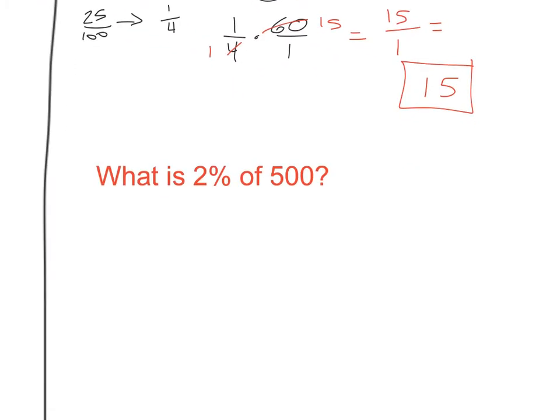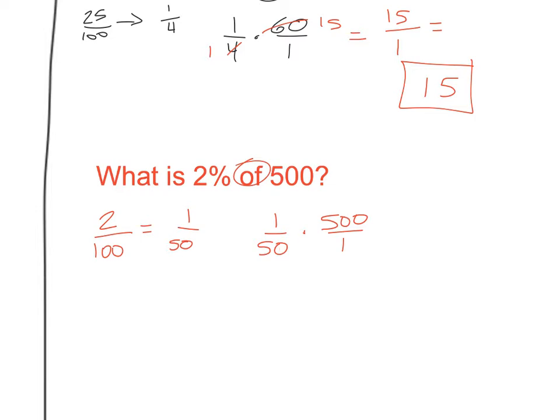Well, remember, percent means per 100. So 2% means 2 per 100, which we could use as it is and multiply, but we could simplify it first. And 2 goes into 2 once. 2 goes into 100 50 times. So 1/50th is the simplified version of 2 100ths. So again, of means we're multiplying. So we're going to multiply our 2%, or our 1/50th, times 500 over 1.